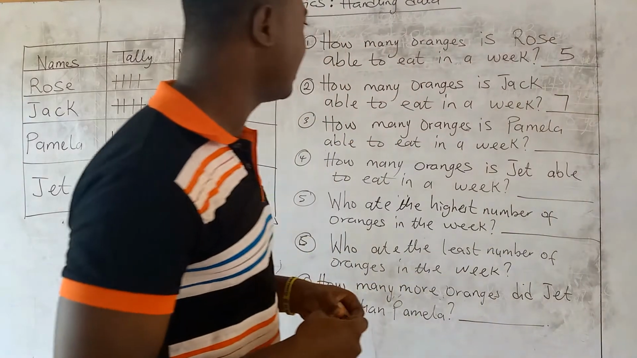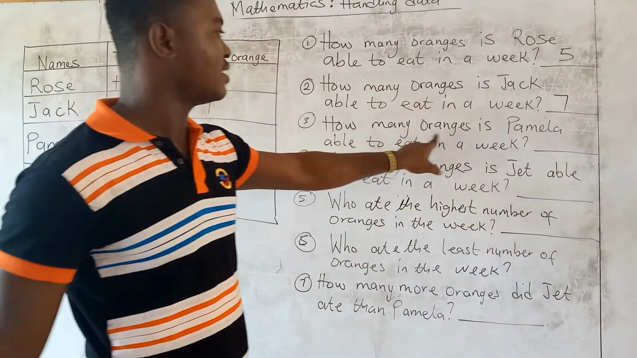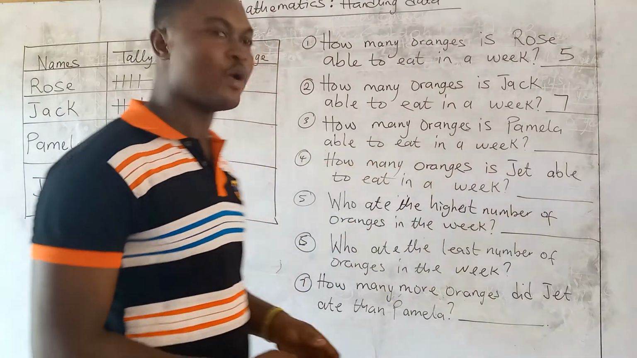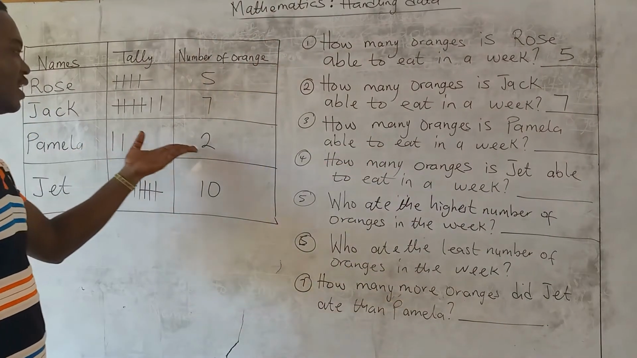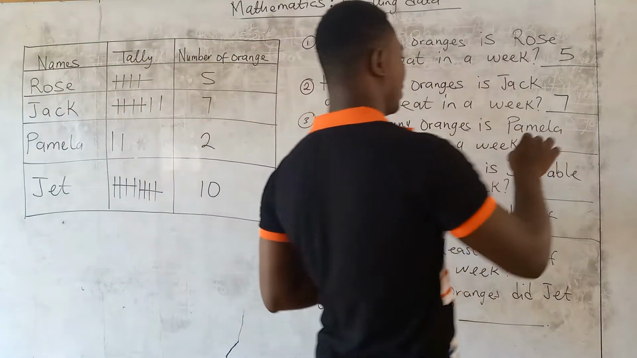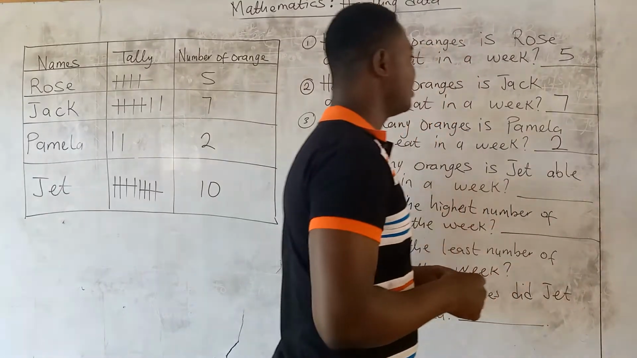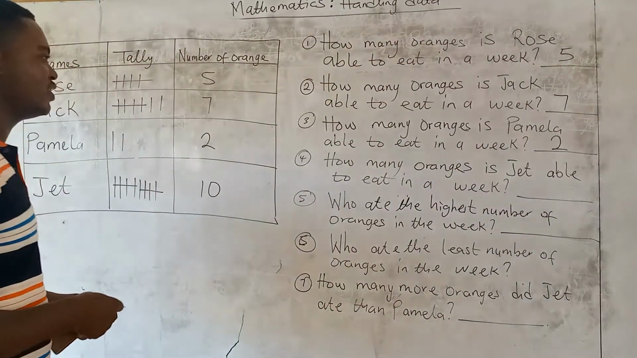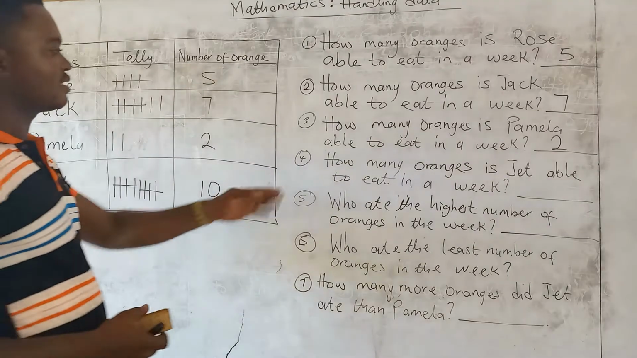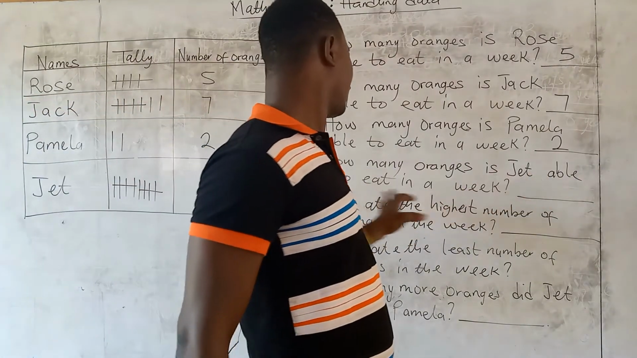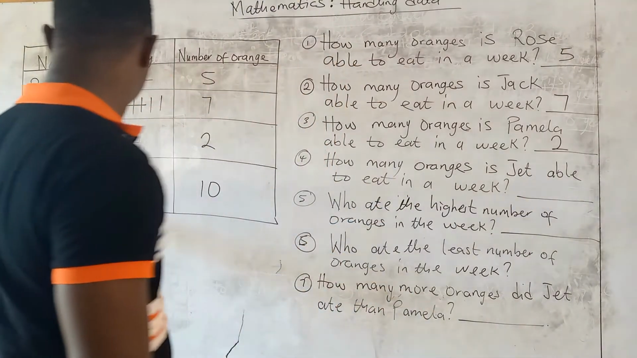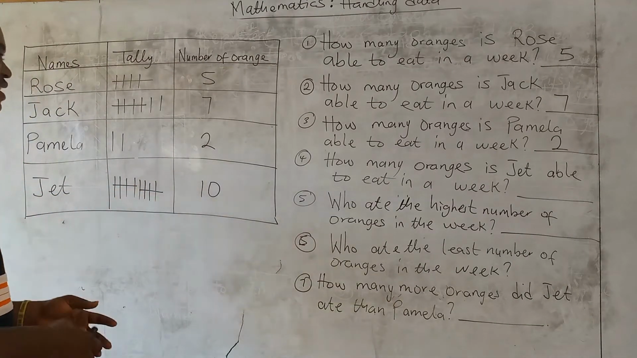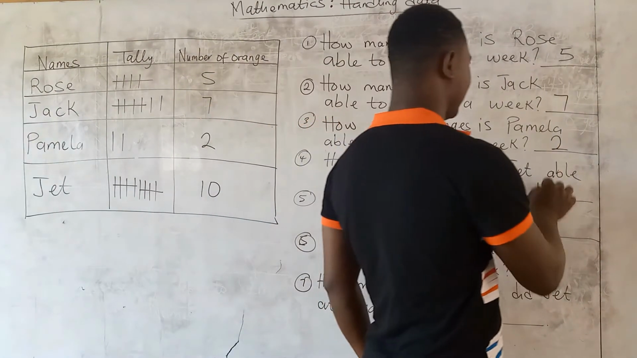And then what about the next question? How many oranges is Pamela able to eat in a week? Let's see. Pamela is able to eat 2 oranges. So we write 2 here. You see? They are all able to eat a lot except our friend. And the next question is saying, how many oranges is Jet able to eat in a week? As for Jet, you could see she likes fruit. She had 10 oranges, so we can write 10 oranges for Jet.